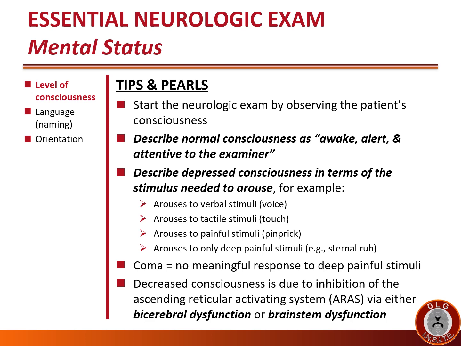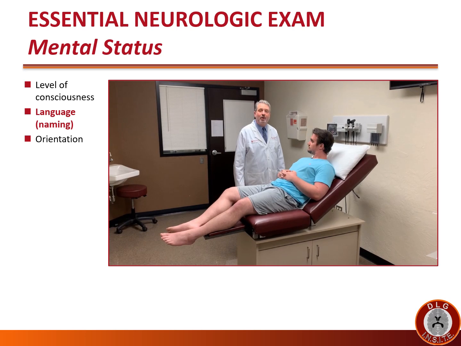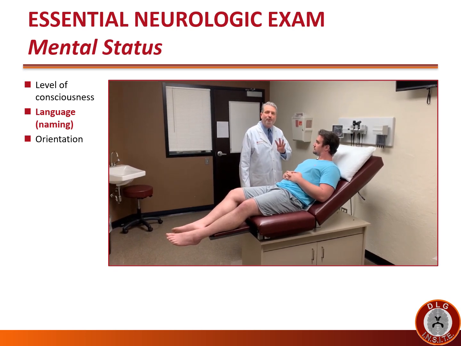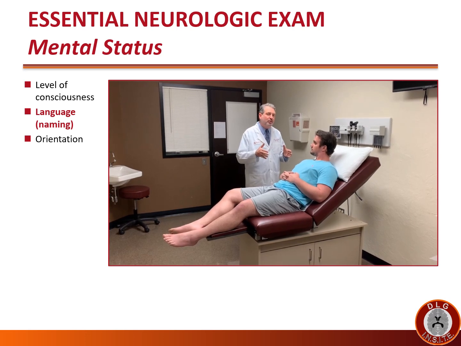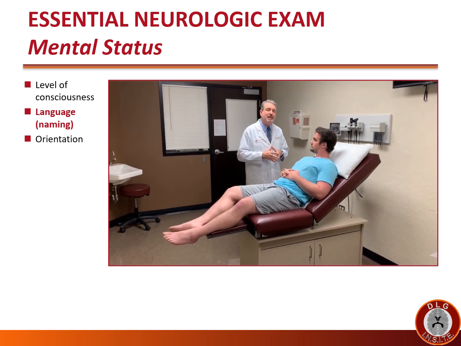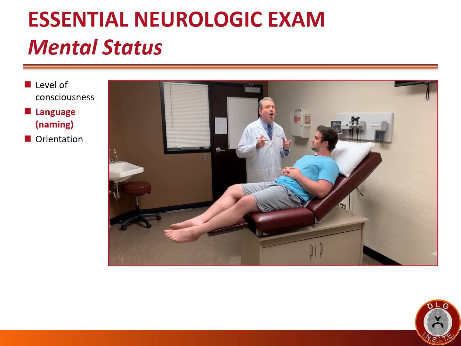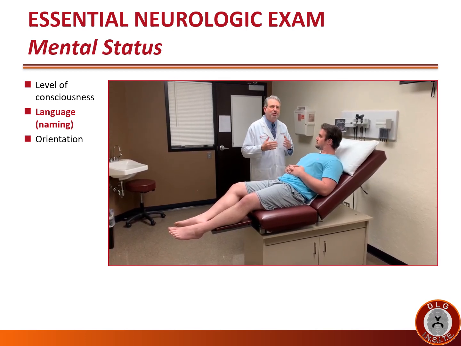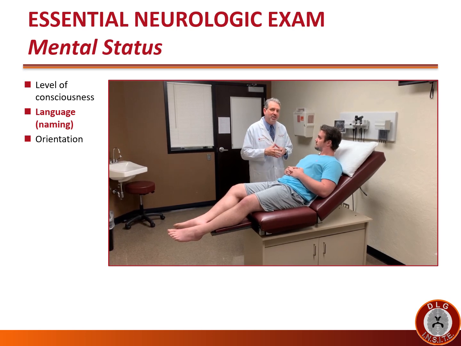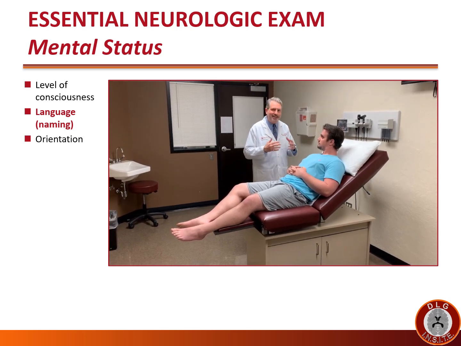Decreased consciousness is due to inhibition of the ascending reticular activating system, or ARAS, via either bicerebral dysfunction or brainstem dysfunction. Let's now test language. Now there are 4 components to language testing, but in the essential neurologic exam, we're only going to test one of those components. That's naming, because naming is abnormal in all language dysfunction, all aphasias. And try to use things that are really well known to the patient so that you don't pick dialect or other terms they may not know.